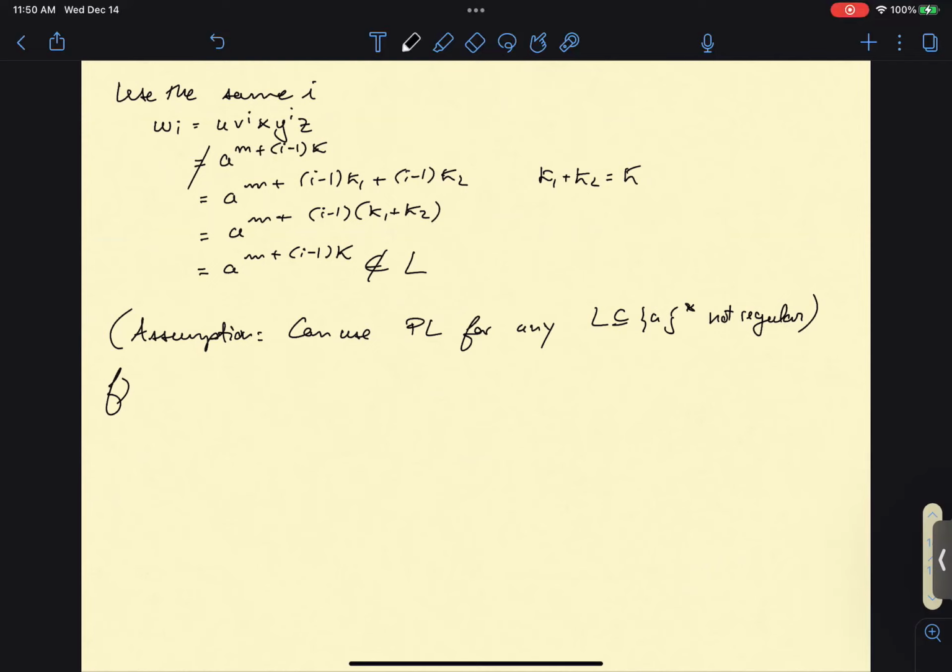Well, if something is not regular, it doesn't necessarily mean that it's not context free. So it just so happens that it works in this case.